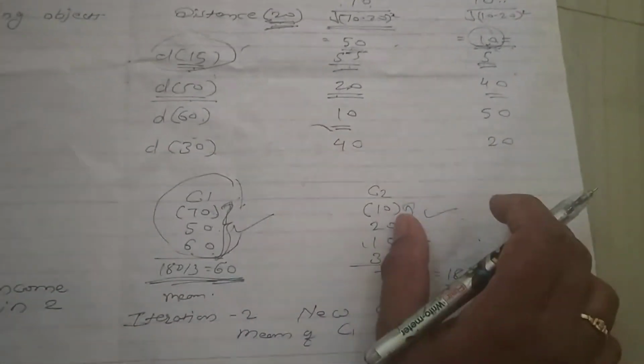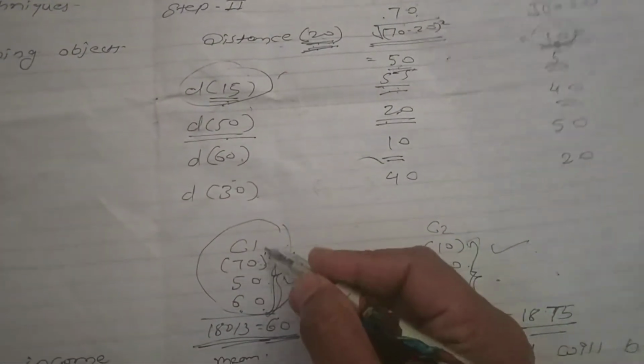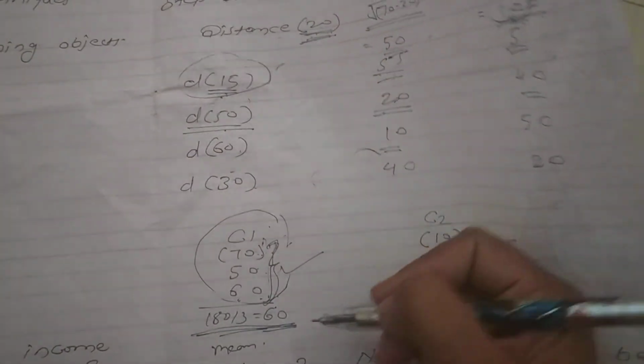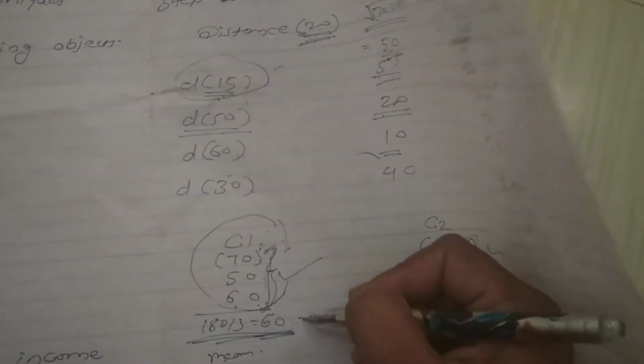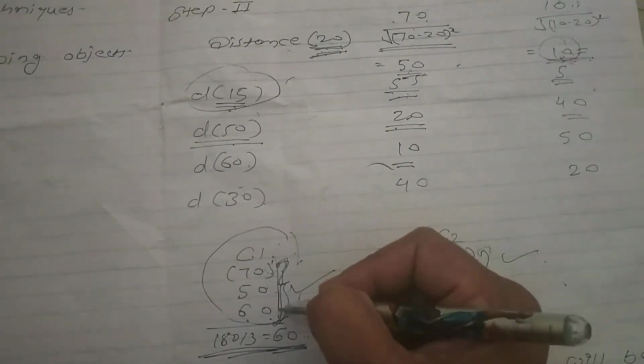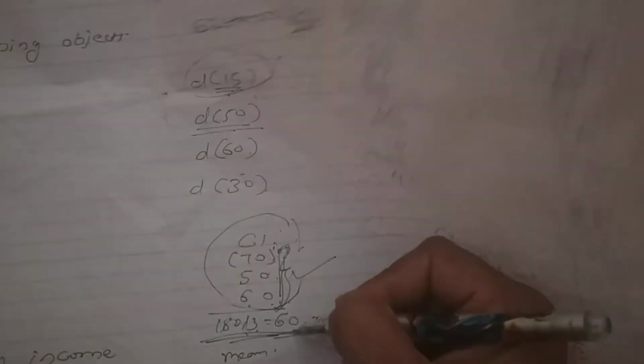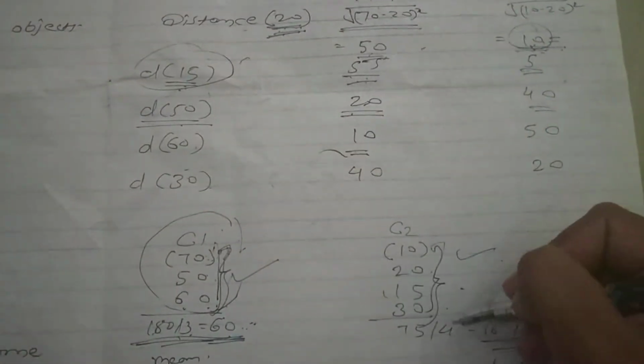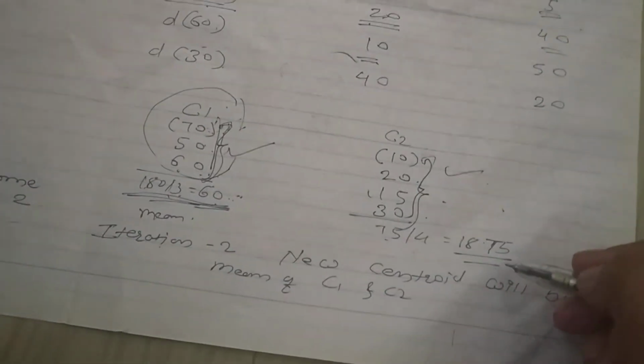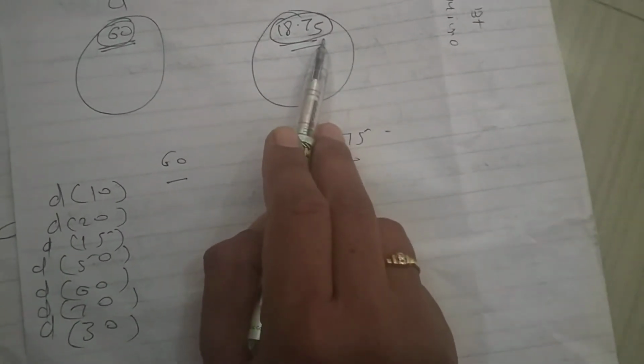This is not our final cluster or final group of people. According to K-means, for the second iteration, you have to take the mean of the data items which are in a cluster as the new centroid of your cluster. Right? So the mean of these data items is 180 by 3, which is equal to 60, and the mean of the other cluster is 75 by 4, which is equal to 18.75. Right? Now in the second iteration, I need to consider 60 and 18.75 as the new centroids of the clusters.